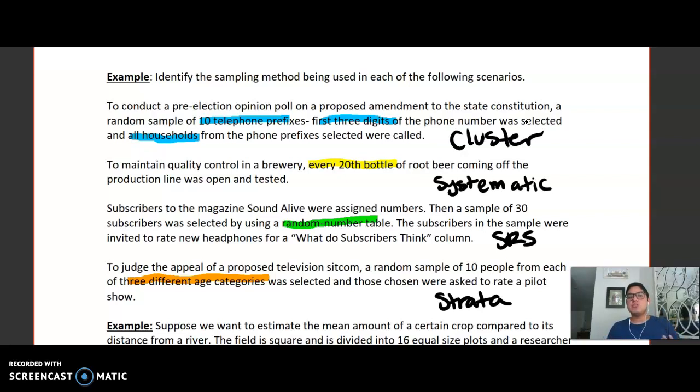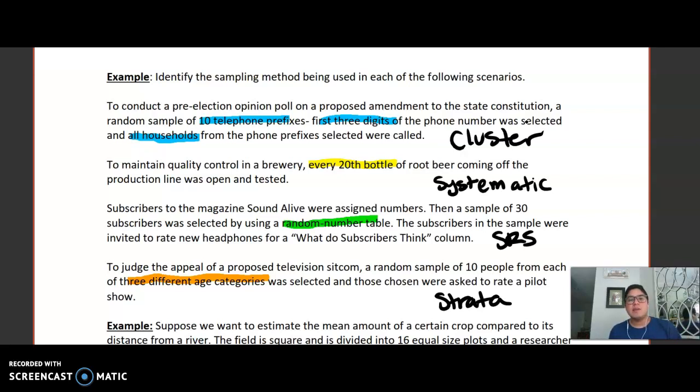Now, to maintain quality control in a brewery, every 20th bottle of root beer coming off the production line was opened and tested. We've got a starting point, we've got this interval. I'm selecting every 20th. There's not really too much going on here. This is just a systematic sample.